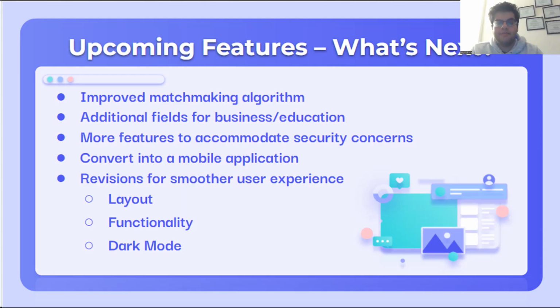With Plato, we are planning on improving the matchmaking algorithm by streamlining the approach in which connections are created or received, as well as adding more fields for businesses and education, which is a key important feature when it comes to matchmaking. We also plan to improve the overall security of the website by addressing any potential concerns. And finally, we plan to work on revisions for the layout of the website, smoothen out functionality, and provide dark mode along with other potential features that can help with the overall user experience.